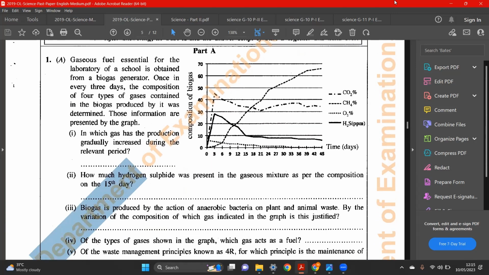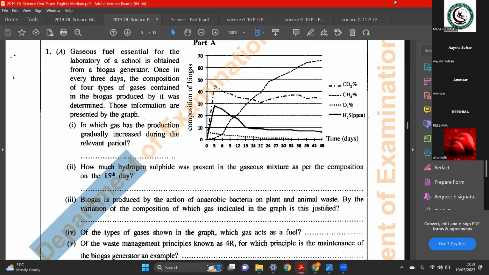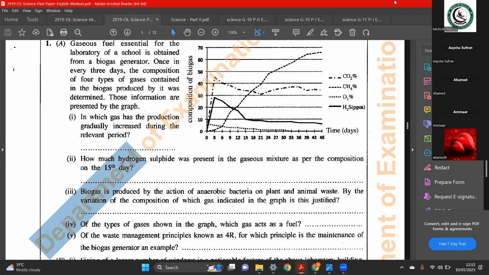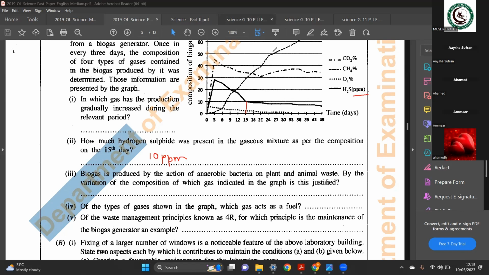Then if you were to go back to the first question, they've given you a graph. They've spoken about this particular setup for a school laboratory. In which gas has the production gradually increased during the relevant period? That looks like CH4, right? Methane gas. Then if you look at the next one, how much hydrogen sulfide was present on day 15? Hydrogen sulfide is the solid line. At day 15, it's at 10. Please make sure you write the unit as 10 ppm because it says here ppm. If you don't put the unit, you are not going to get the mark.